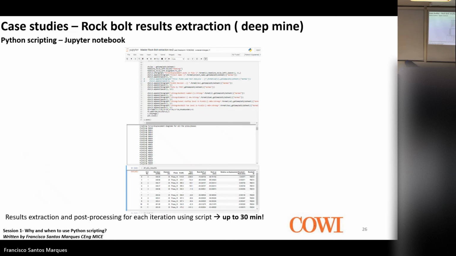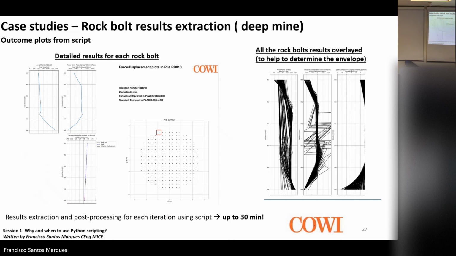So what we did here was to use a script written in Jupyter Notebook, which extracts the results from Plaxis 3D and then generates a PDF ready to be inserted in a report or anywhere you want, which is going to be this one here. Let me see if I can show it. Here you can see this is just one page. In total, it's going to be 292 pages.